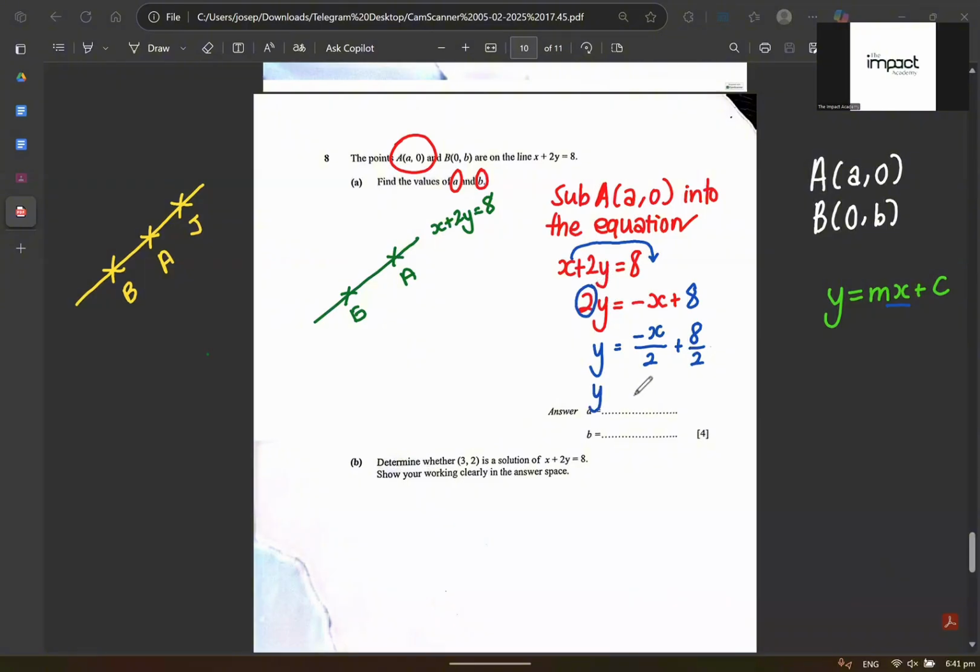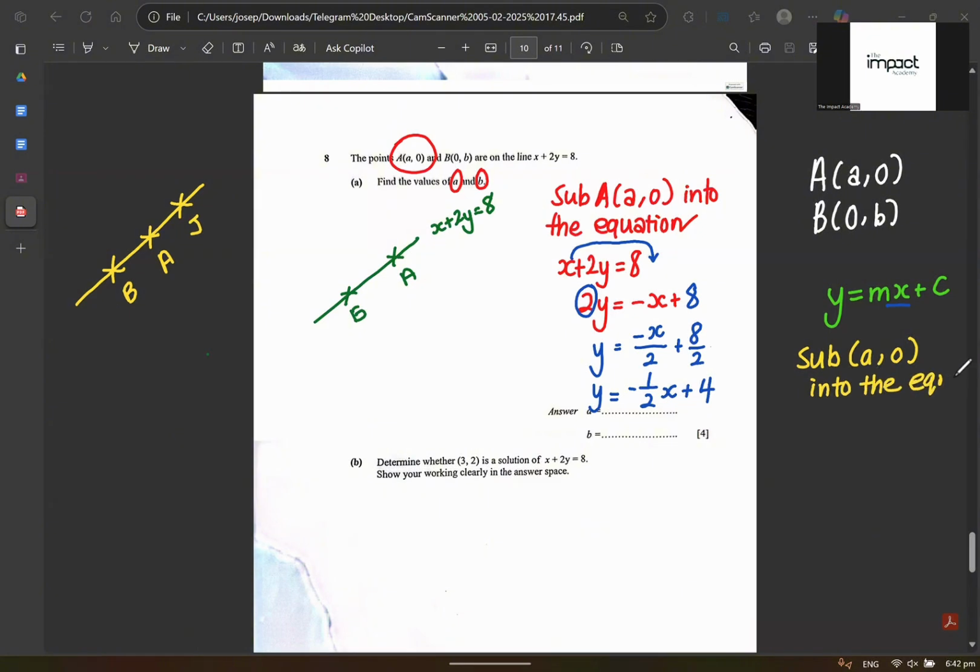Listen to me first. y equals to negative half x plus 4. This is the real equation. Are you understanding or not understanding? Once you have the real equation, you can sub in the values. So what's going to happen right now? We are going to sub. What are we going to sub? We're going to sub a comma 0 into the equation.